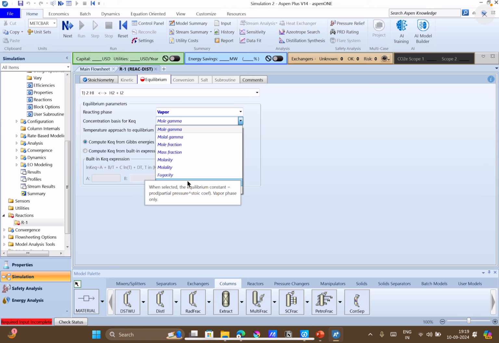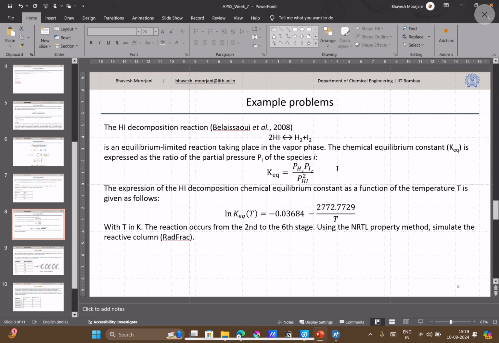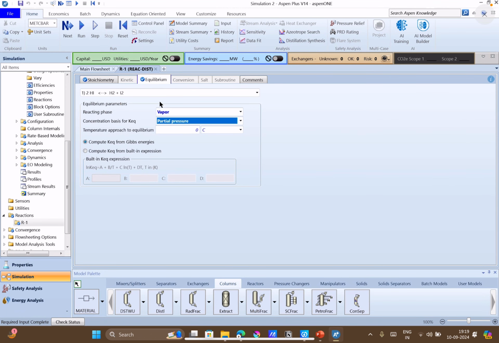So if I put my cursor on the partial pressure, it is written that when selected, the equilibrium constant is a function of partial pressure to the power of stoichiometric coefficient. That has also been provided in the problem statement, that K equilibrium is a function of partial pressure of H2 I2 divided by HI, to the power of stoichiometric coefficient. So this selection here is correct.